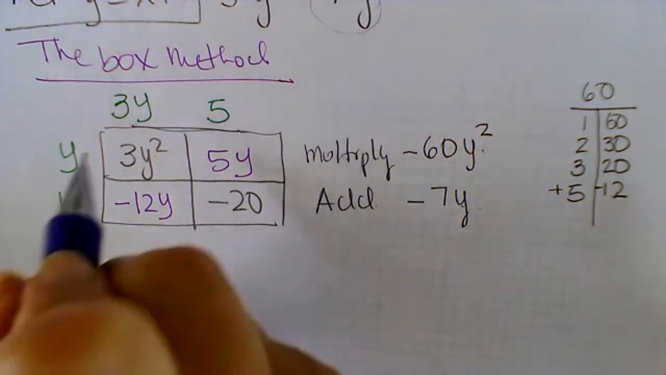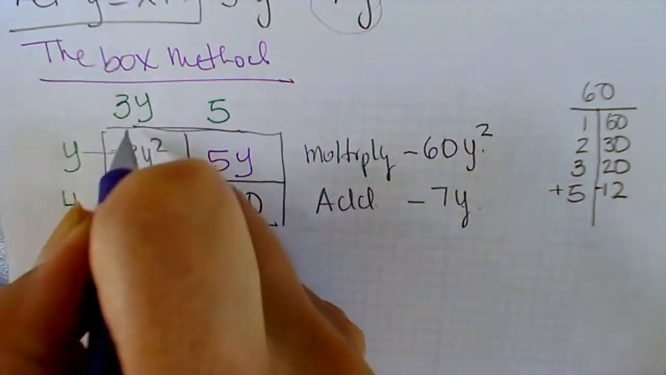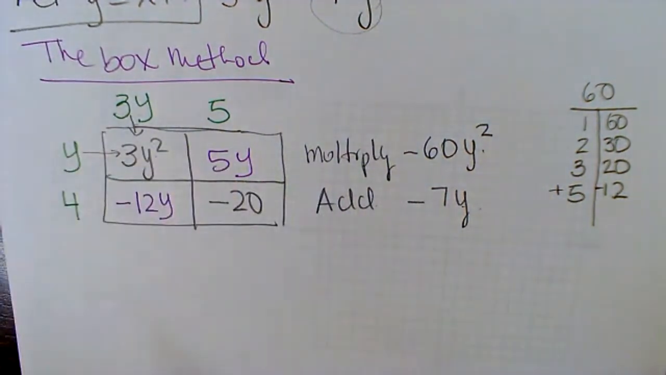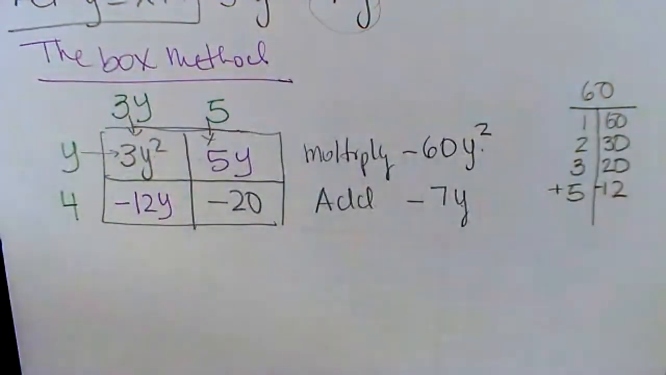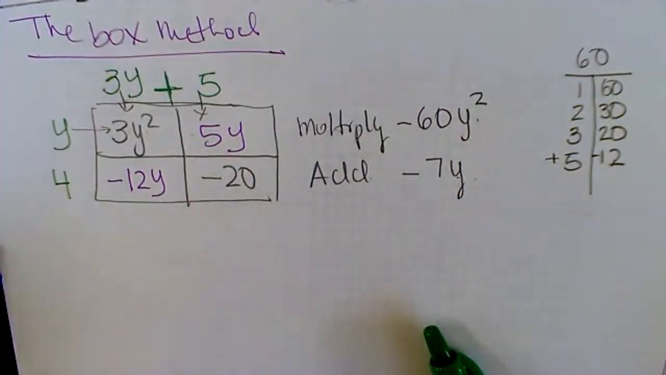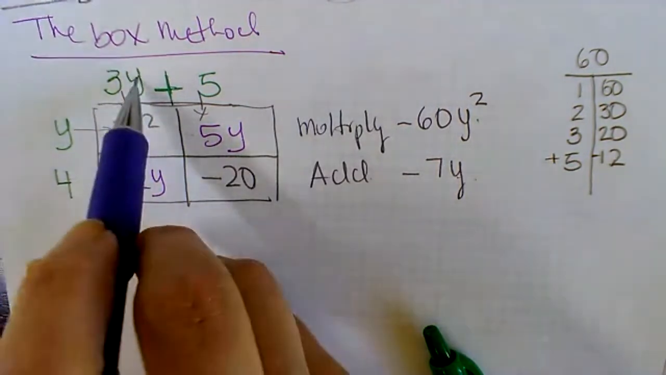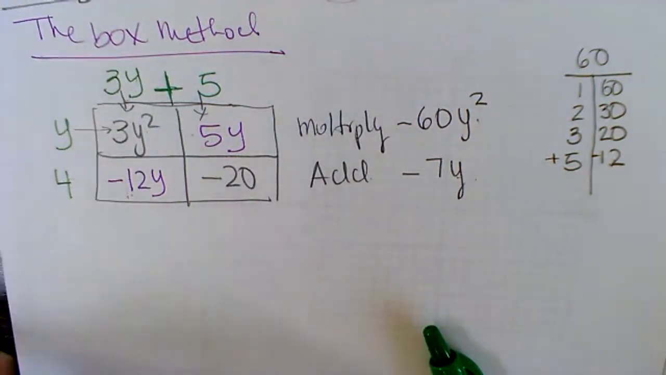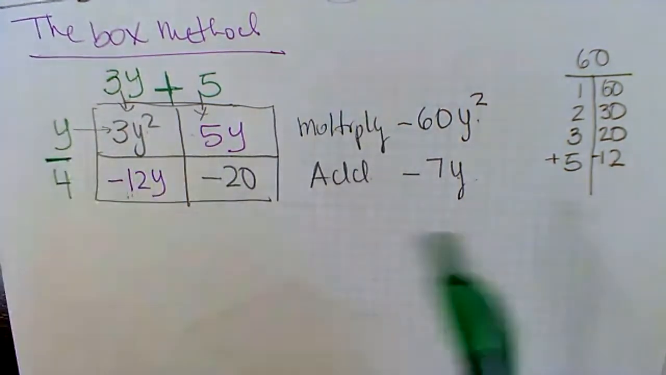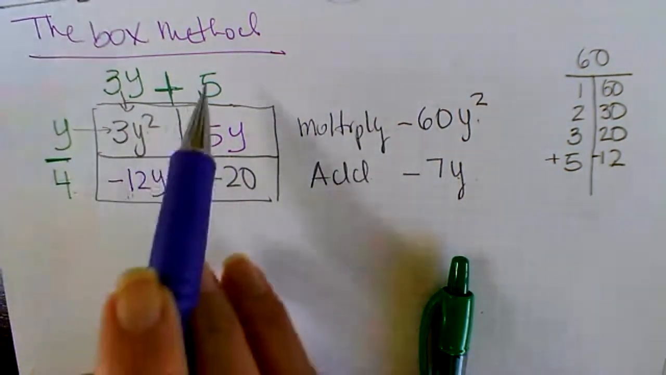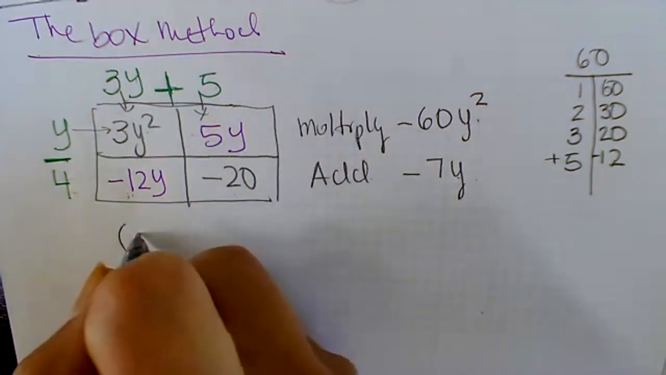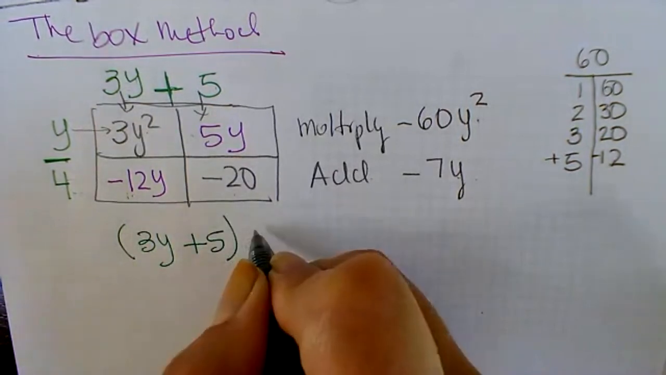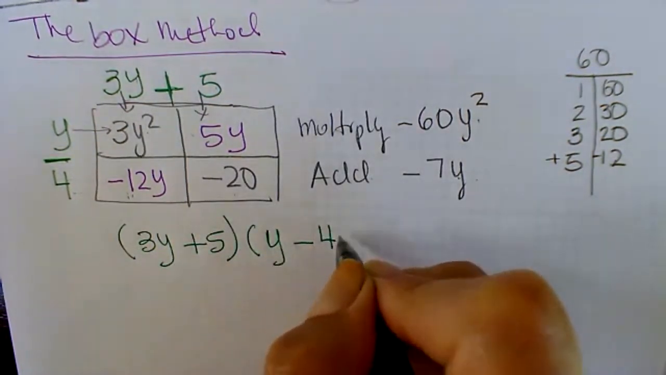Now, let's see the signs. If I multiply y times 3y, what do I get? 3y squared. If I multiply the 5 times y, I get 5y. So this is going to be positive. Let's see this one. If I multiply the 4 times 3y, it needs to be negative. So this has to be negative. If I multiply negative 4 times 5 will give me negative 20. So my answer is going to be 3y plus 5 multiplied by y minus 4.